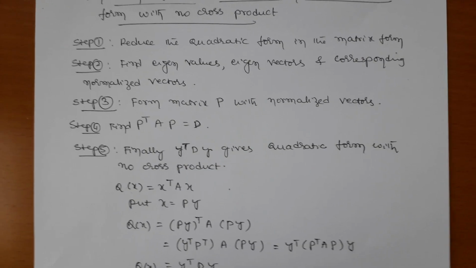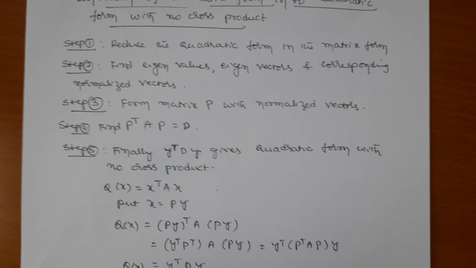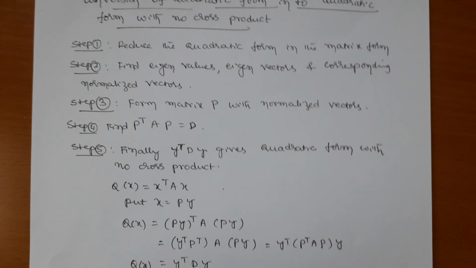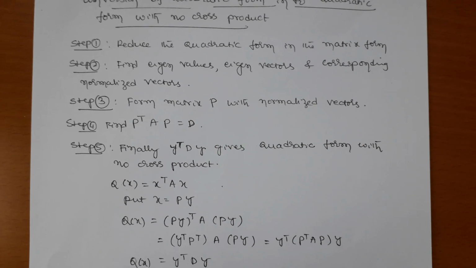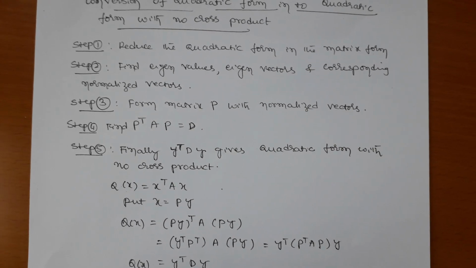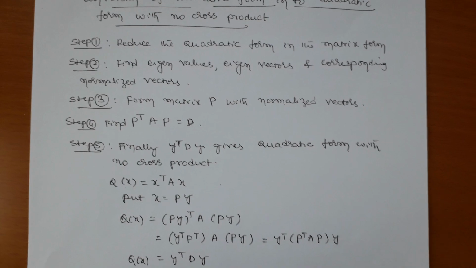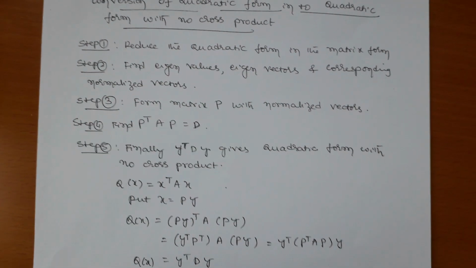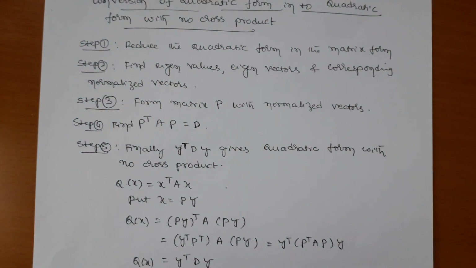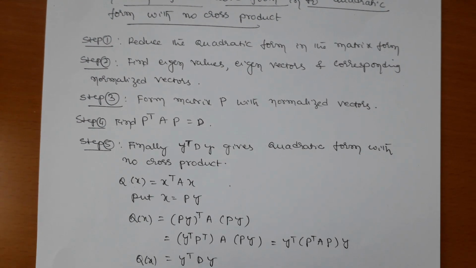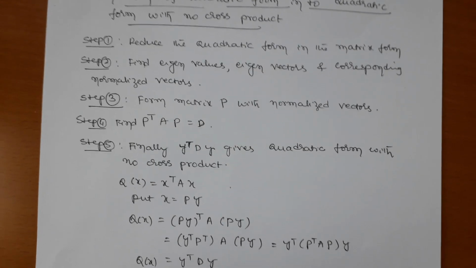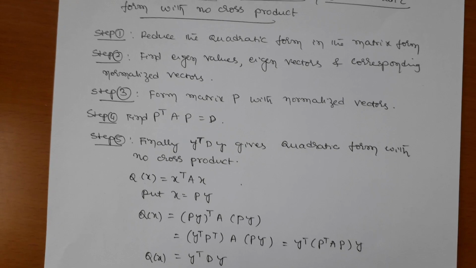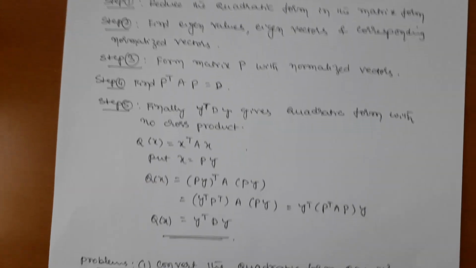I think it's very clear. Before moving to the problem: how to convert a quadratic form into a quadratic form without any cross product terms? Diagonalize, since the given matrix is a symmetric matrix, using the same steps. After that, take the resultant diagonalized matrix whose diagonal values are the eigenvalues of A, and multiply y transpose D y. Finally, we get our resultant quadratic form without cross product terms.